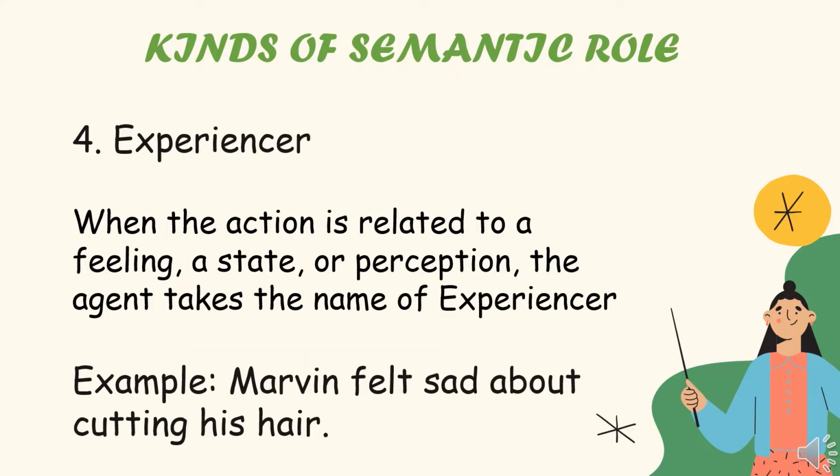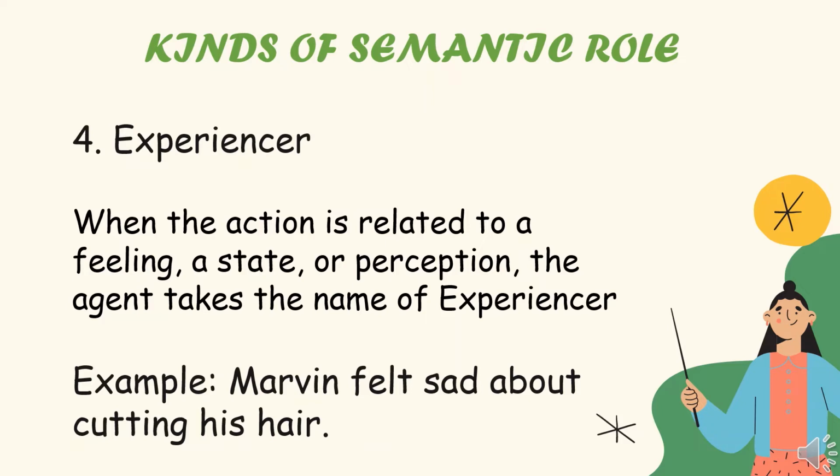Experiencer. When the action is related to a feeling, a state, or perception, the agent takes the name of experiencer. For example, Marvin felt sad about cutting his hair. From this sentence, the noun Marvin will no longer be the agent. Rather, he will be considered an experiencer since the action in the sentence is related to a feeling.